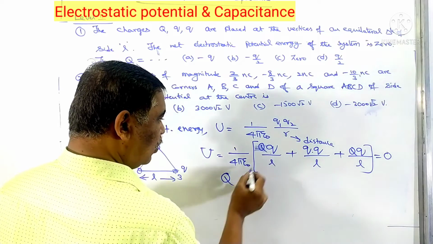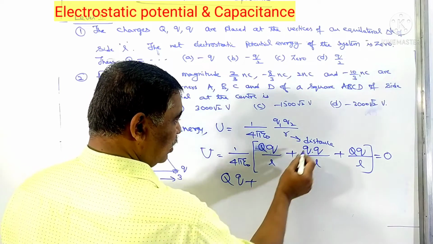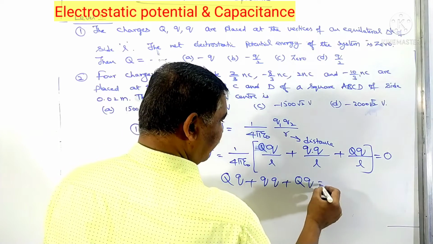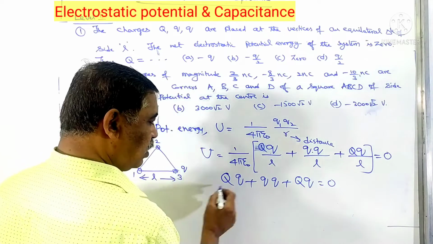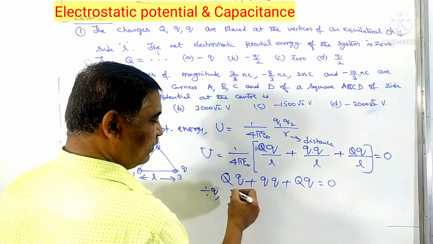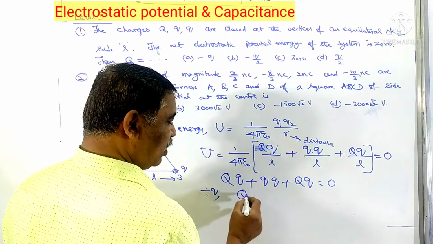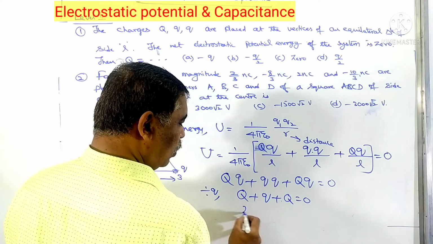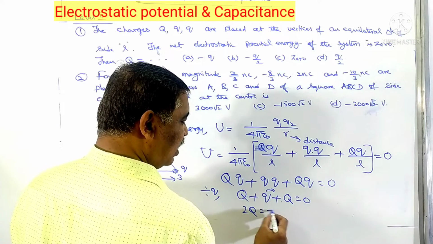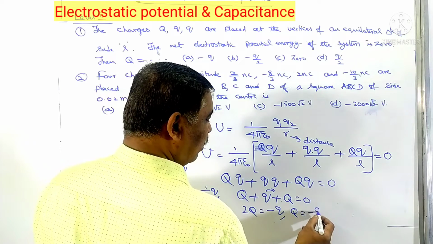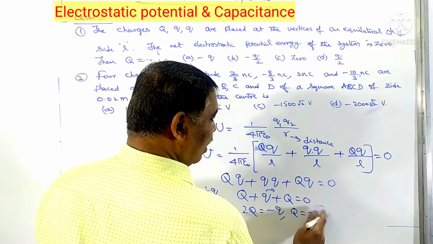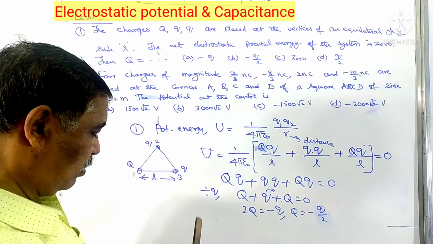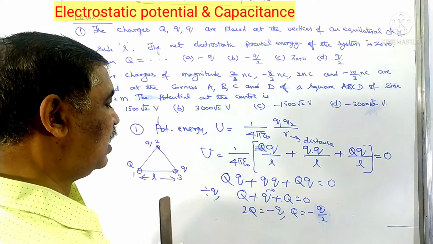Now we are left with Qq plus q into q plus q into Q, numerator part. This is equal to 0. If we divide by small q, this cancels. We will be having Q plus q is equal to 0. So 2Q is equal to, transfer this to right side, minus q. Q is equal to minus q by 2. So this is the answer for our question number 1. Minus q by 2 is existing in option B. That is the answer.